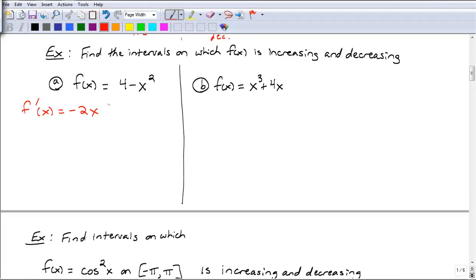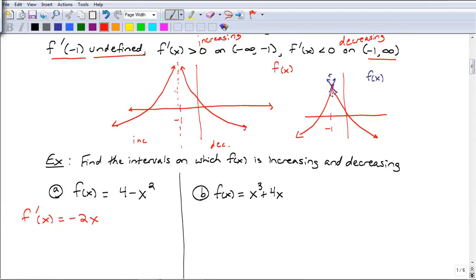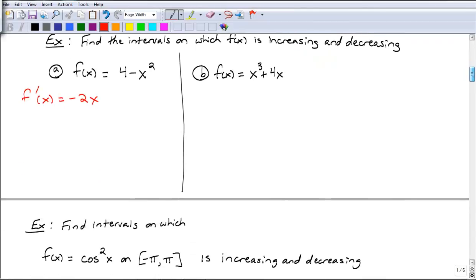Now that's defined everywhere. So I just need to figure out where that... So there you could have problems. If it's not positive or negative, it could be undefined or it could be 0. So I'm going to look for the place where the slope is 0, to figure out where it's neither positive nor negative. Where the first derivative is positive, it's increasing. Where it's negative, it's decreasing. So I'm going to figure out where it's not changing at all. I divide by -2 and I get x equals 0.